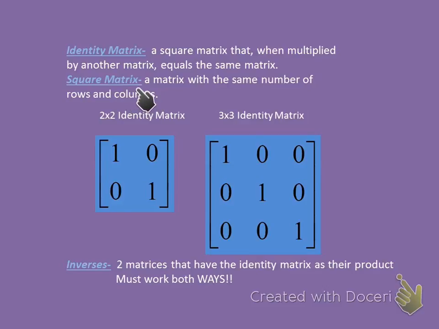We talked about this one a lesson prior with determinants, but a square matrix is a matrix with the same number of rows and columns. It looks like a square. And your inverses are 2 matrices that have the identity matrix as their product. We kind of hit on this the other day too.